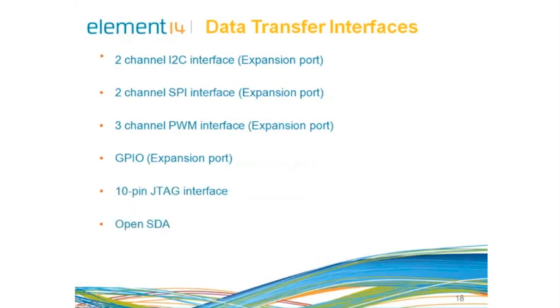It also has a 2-channel I2C interface that is available on the expansion port. It has a 2-channel SPI interface that is also available on the expansion port. It has a 3-channel PWM interface. That means it gives 3 hardware PWM outputs on the expansion port. It has plenty of GPIO pins available on the expansion port. It has a 10-pin JTAG interface which can be used for debugging. And it also supports Freescale's OpenSDA technology, that is, a serial debug adapter interface on a mini USB on the board.